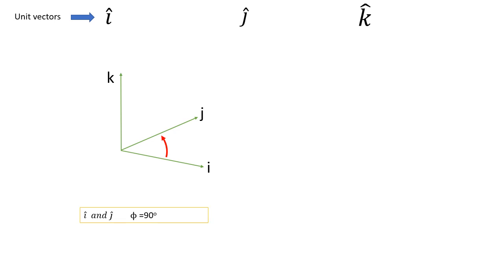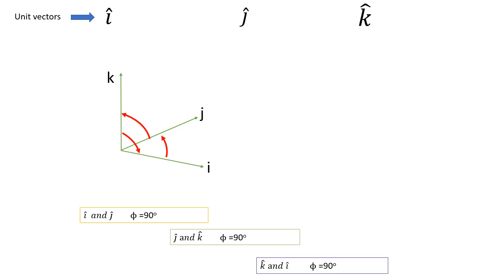I is directed along the x-axis, J along the y-axis and K along the z-axis. They are directed along the x, y and z axes. The angle between I and J is 90 degrees. The angle between J and K is 90 degrees, and between K and I is again 90 degrees.